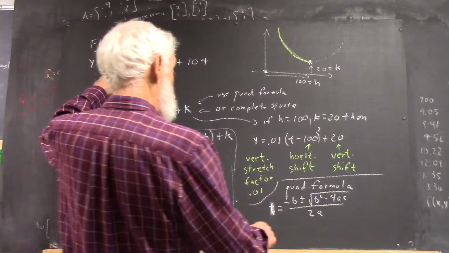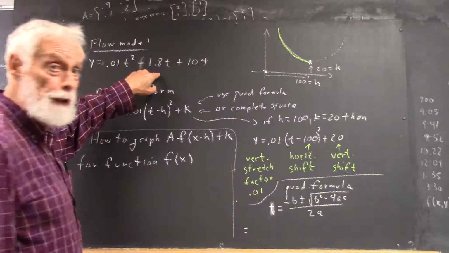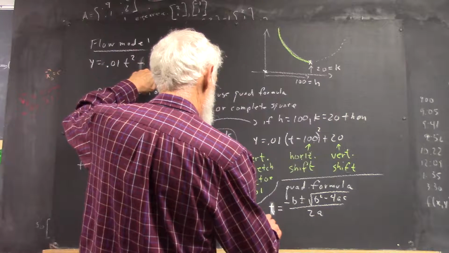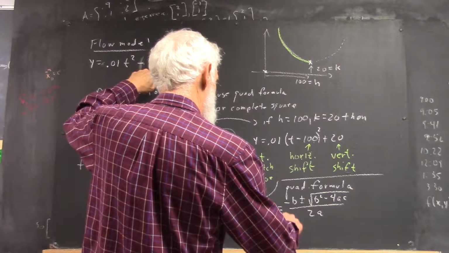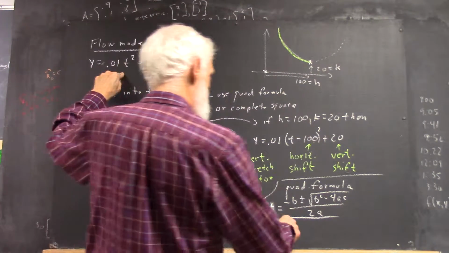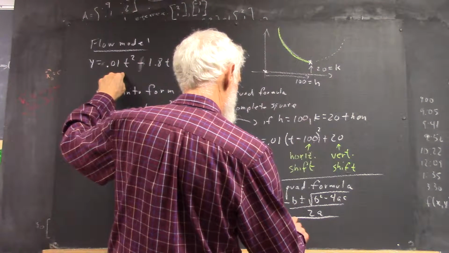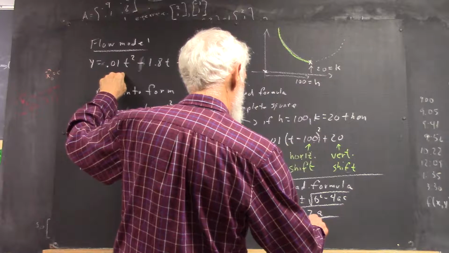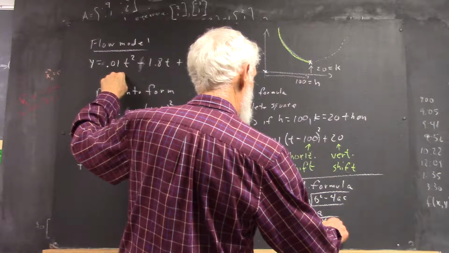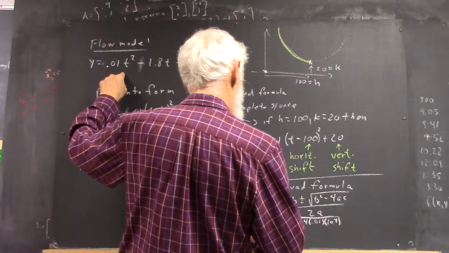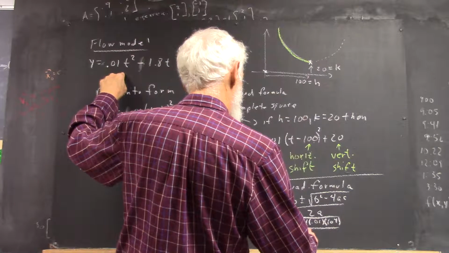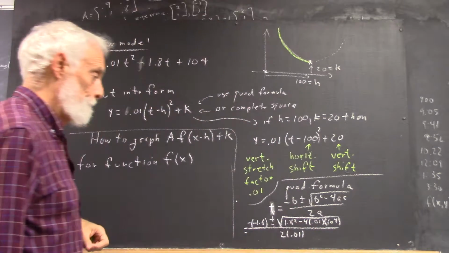In the case of our function, b is negative 1.8. So we have negative of negative 1.8 plus or minus the square root of 1.8 squared minus 4 times 0.01 times 104. All that divided by 2 times 0.01.